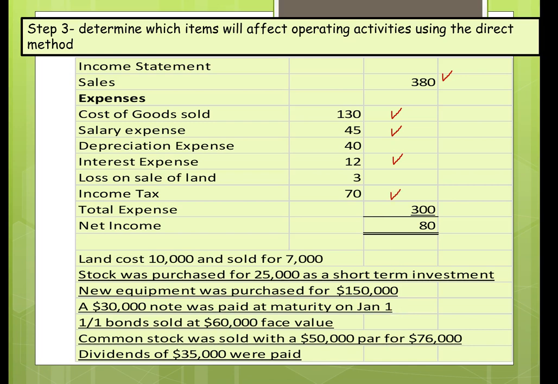We ignore depreciation expense and loss on sale because we only take those into consideration when we're doing the indirect method. We also do not care about the transactions at the bottom because those are all investing and financing.